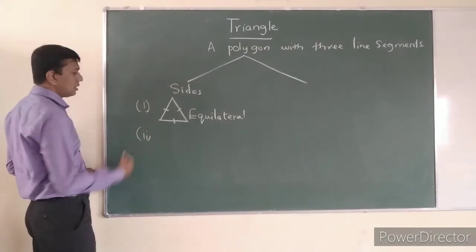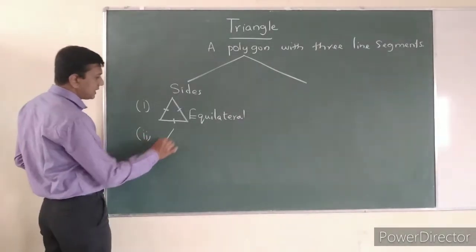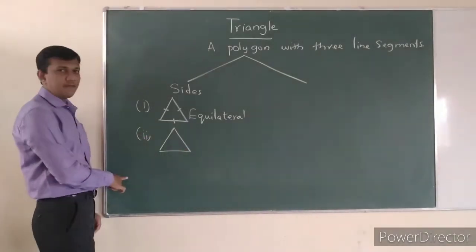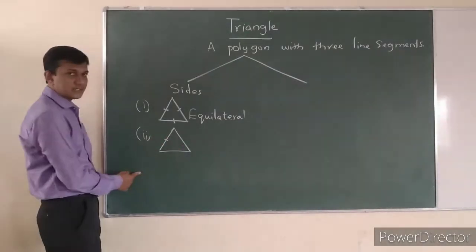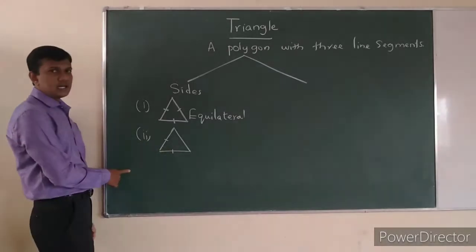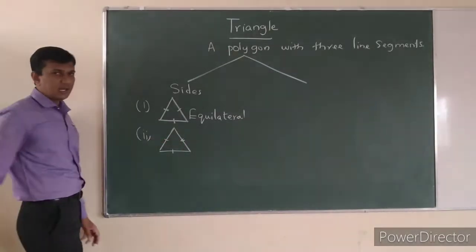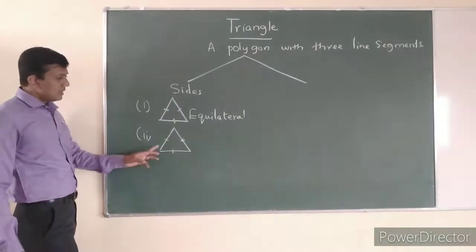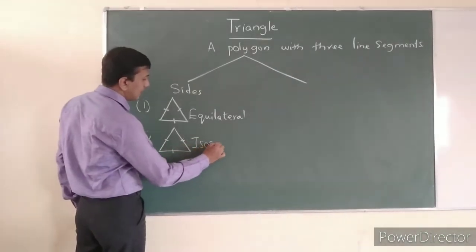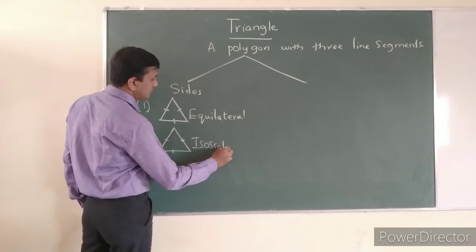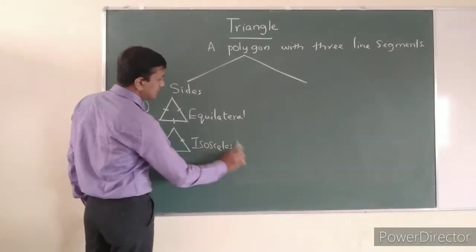Second one, if any 2 sides are equal, either these 2 sides or these 2 sides or these 2 sides, if any 2 sides are equal and the third is a different side, such a triangle is called an isosceles triangle.